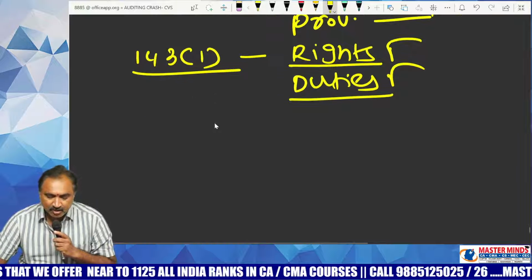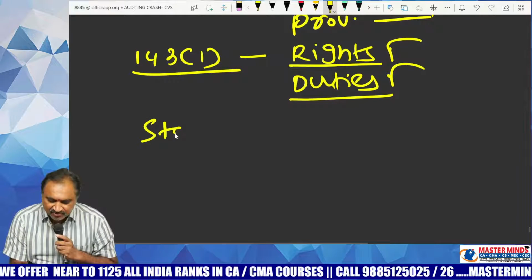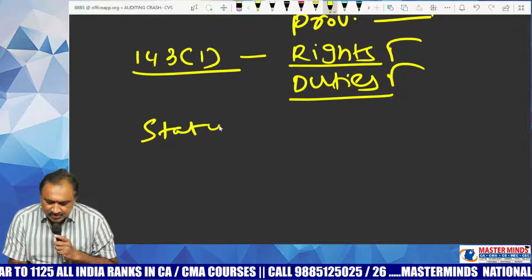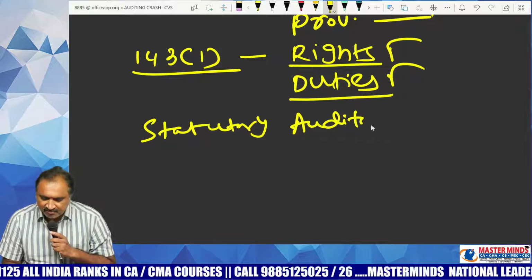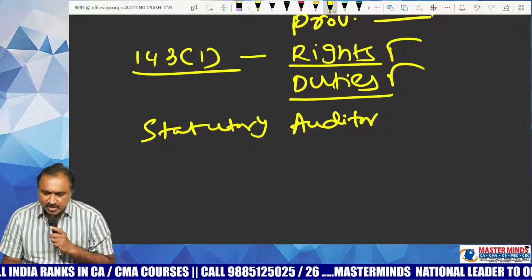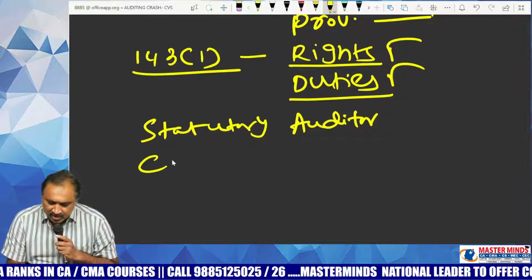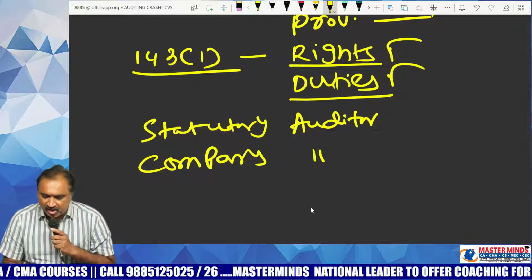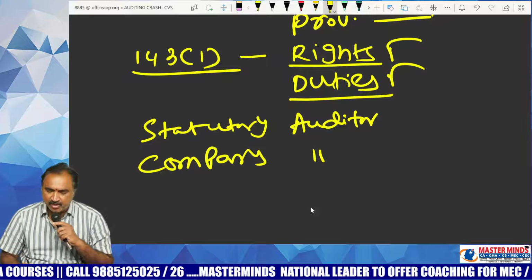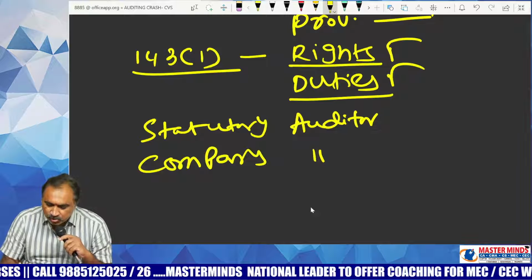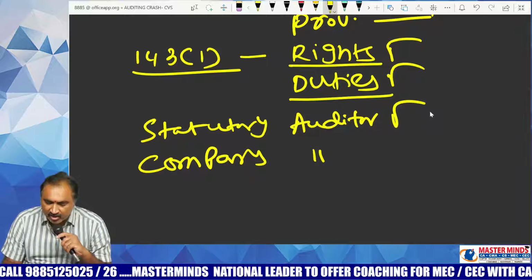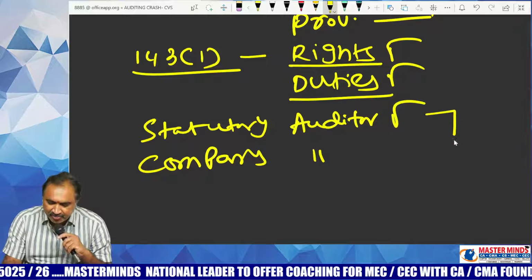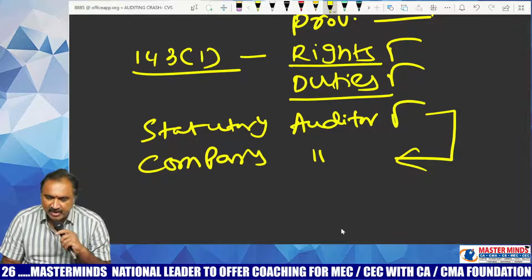Previously, the auditors of the company were called statutory auditors, but now the auditor of the company is being called company auditor. They both are one and the same. In most cases I use the term statutory auditor. Whenever I use the term statutory auditor, it means nothing but a company auditor.